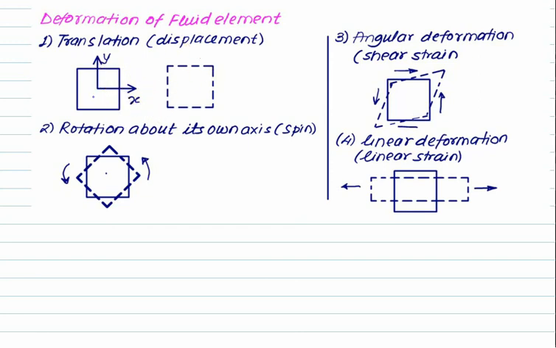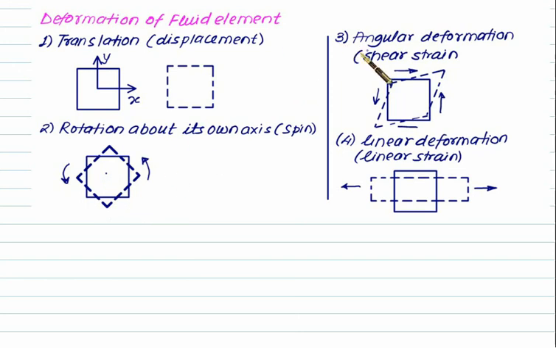First is pure translation, where the element initially present here will simply get translated. Second, we have rotation about its own axis, that is, the spin. So initially we have an element here and it is going to rotate about its center.